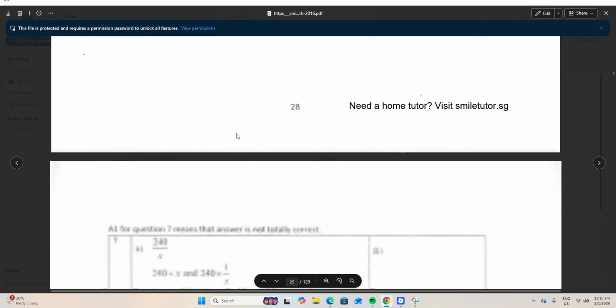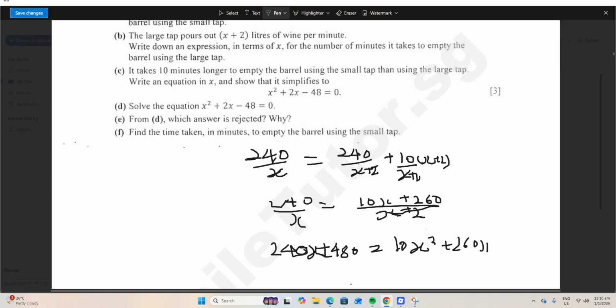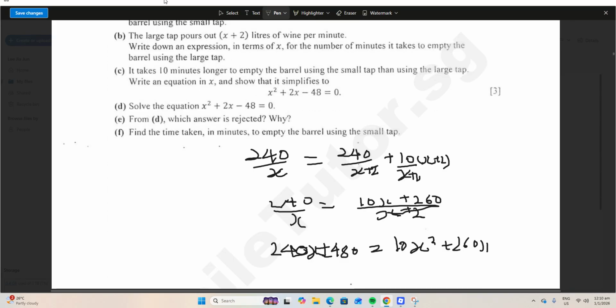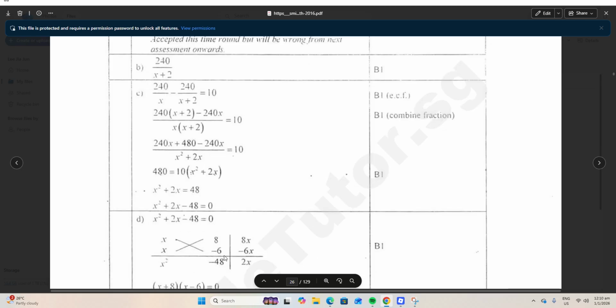Okay, whatever this is, yeah, something like that. 40, 220. Yep, it's correct. So just simplify. Then you have to do the cross table to factorize it.